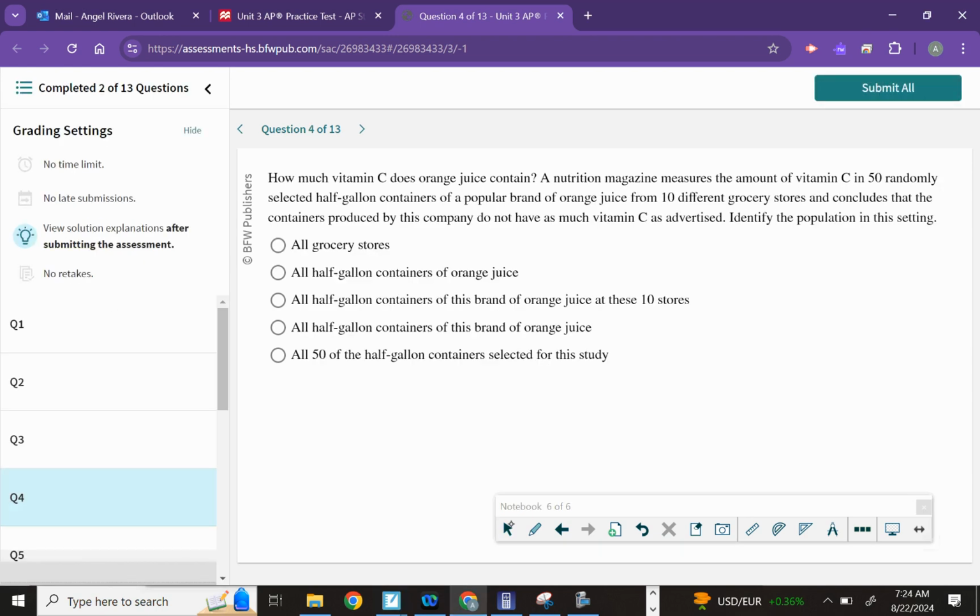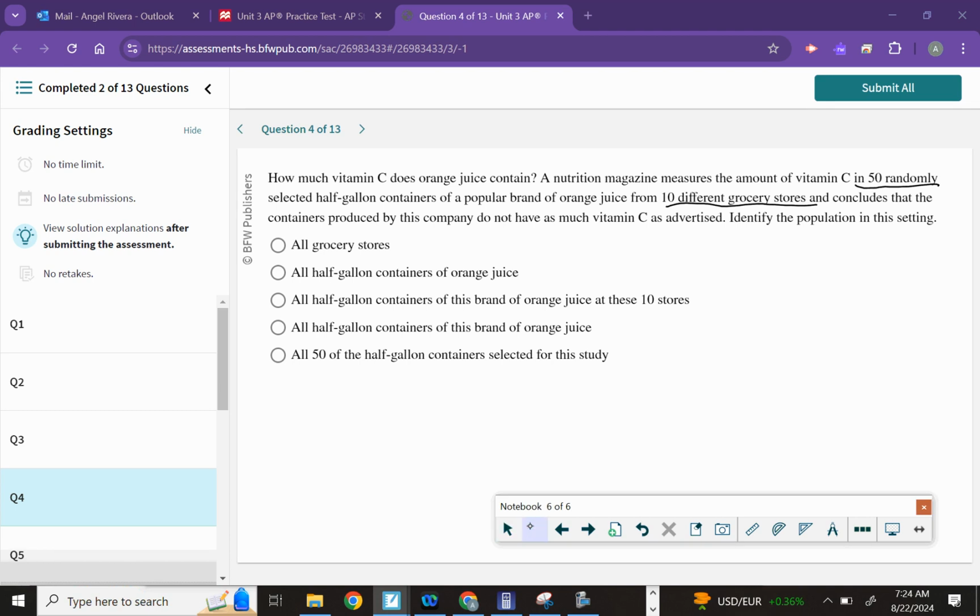All right. How much vitamin C does orange juice contain? A nutrition magazine measures the amount of vitamin C in 50 randomly selected half-gallon containers of a popular brand of orange juice from 10 different grocery stores and concludes that the containers produced by this company do not have as much vitamin C as advertised. Identify the population. So those 50 randomly selected are coming from 10 different grocery stores.